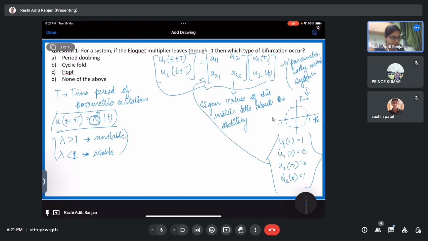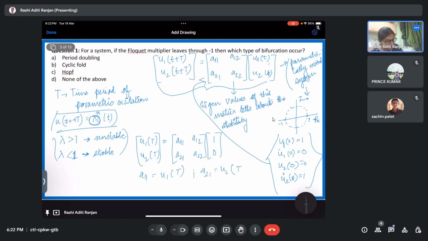I'll just do the mathematics very quickly. So u1 at t and u2 at t is equal to, we have a11, a12, a21, a22, times 1 and 0. Okay, so if you see here, what you are going to get is that my a11 is equal to u1 of T, and my a21 is equal to u2 of T. Correct? Similarly, you are going to get that my a12 is equal to u1 dot of T, and my a22 is equal to u2 dot of T. So in this case, whatever matrix A I get was called the monodromy matrix, right?